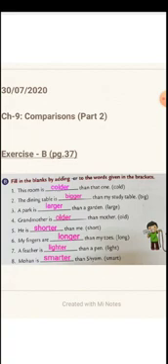So do this work in your copy neatly and read as many number of times as you can, because it will help you in speaking also.